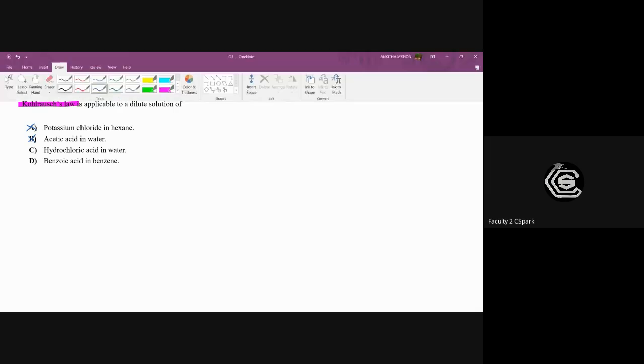So, as we said, Kohlrausch's law is for strong electrolytes. So it's not B. Hydrochloric acid in water? Okay, no, that is it. HCl is strong. It is completely soluble in water. So it's option C.